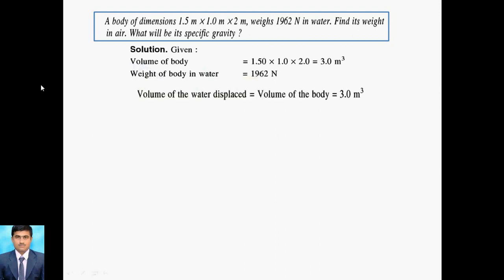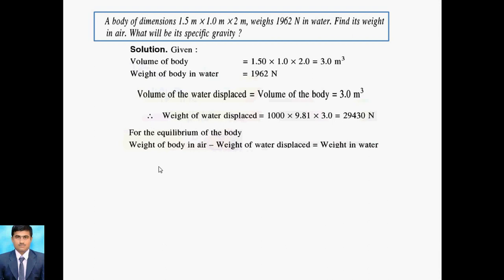Now we go for the volume of water displaced. The volume of the body is 3 meter cube, which means the volume of water displaced is 3 meter cube. If you require it in terms of weight, the weight of water displaced is equal to 1000 into 9.81 into 3. So that becomes 29,430 Newton. This is the weight of water displaced.